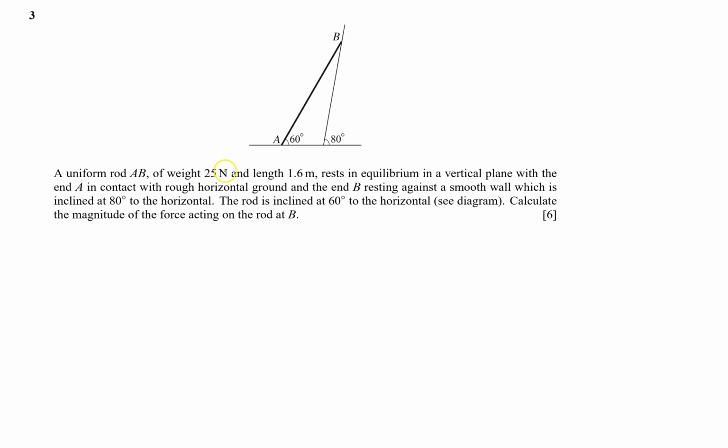Okay, so it's got this diagram. I'm going to add to the diagram. Uniform rod, so the centre of gravity, centre of mass, will be right in the middle. That's 25 newtons going straight down there. Length 1.6. Rest on vertical plane. Ending contact, rough horizontal ground.